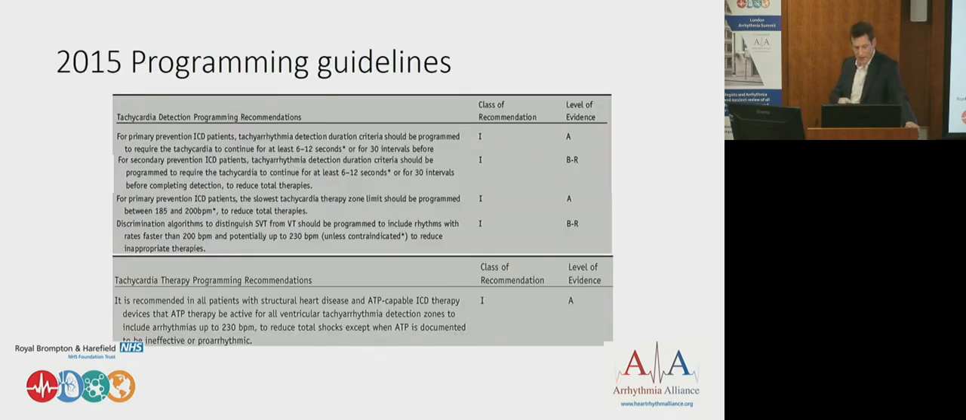The guidelines made a number of Class 1 recommendations. It suggested for primary and secondary prevention patients you should use a long or prolonged detection, 30 out of 40 or 6 to 12 seconds or equivalent. For prophylactic devices, you should program a lower rate of between 185 and 200. All of these are Class 1 recommendations. And you should use ATP up to 230 beats a minute in structural heart disease.